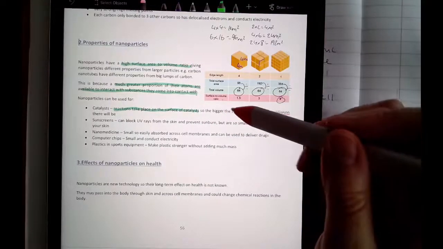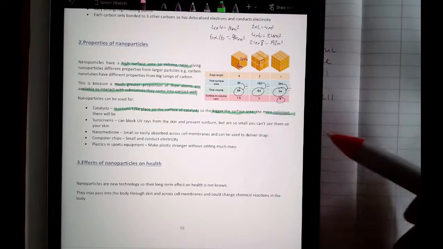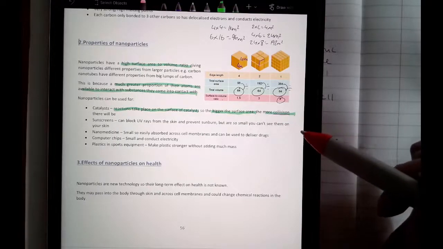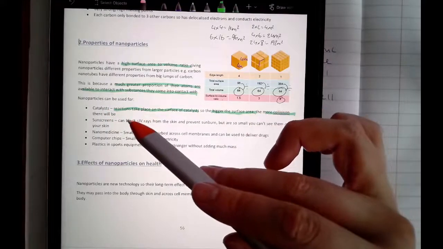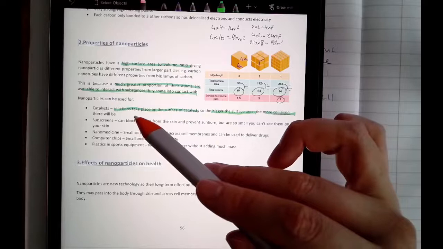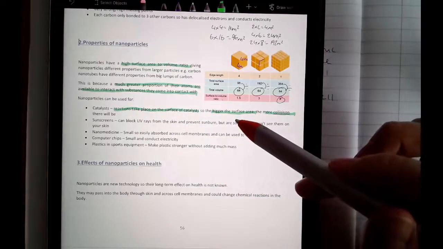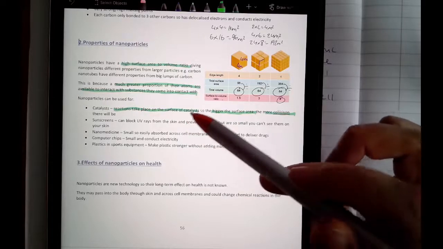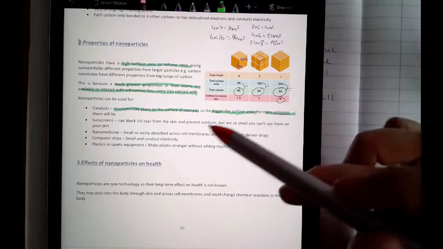So if they're taking place on the surface, the bigger that surface, the more collisions there are going to be, the more frequent successful collisions you're going to have. So that came up in November 21 as well. They were asked why nanoparticles could be used for catalysts. You'll say large surface area, more space for collisions on the surface of catalysts, therefore it'll increase the rate of reaction.